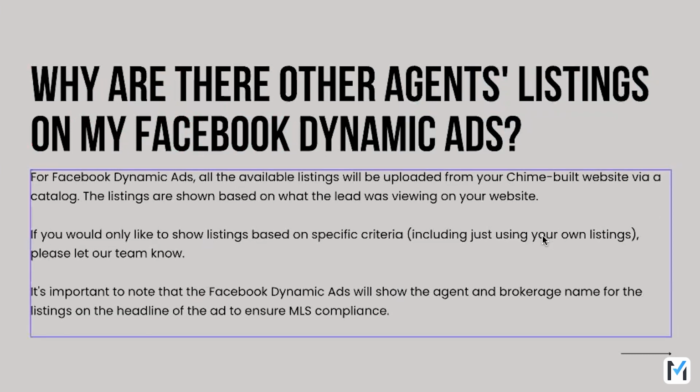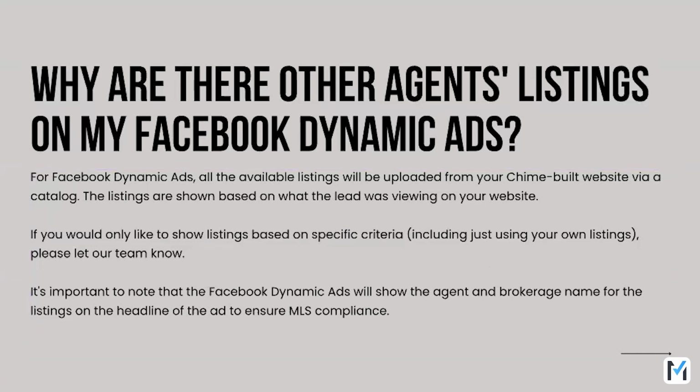Here's a good one. Why are there other agent listings on my Facebook dynamic ads? Chime will pull ads directly from your Chime-built website, and so they're able to pull listings and put them into the ad itself. Since someone will be searching, if they're on your website looking at properties in Malibu, Chime's able to pull other listings in Malibu and potentially other surrounding areas, if you talk with your CSM as well, to show what listings are for sale in the target area they're looking for. So that's specifically why.